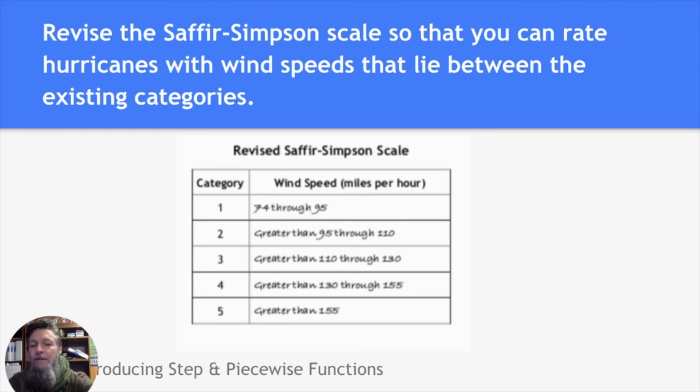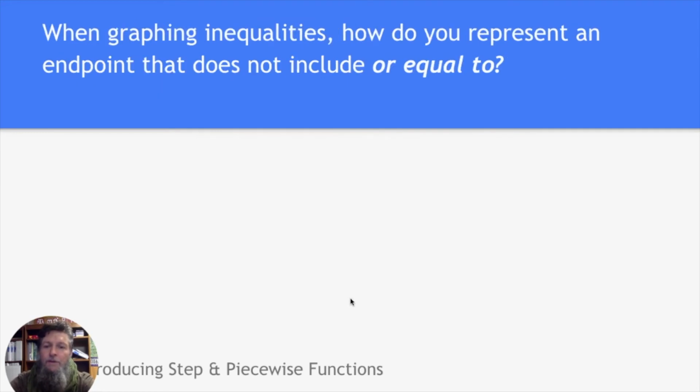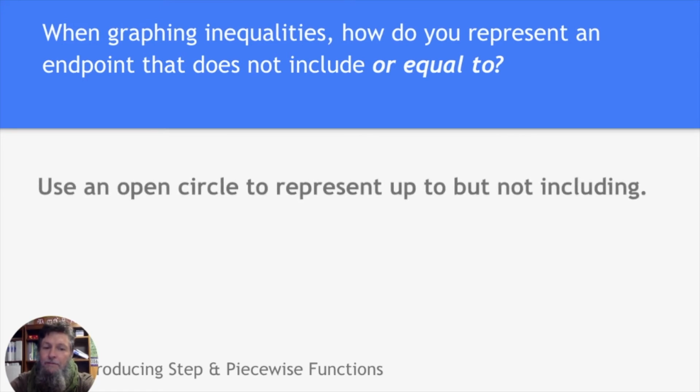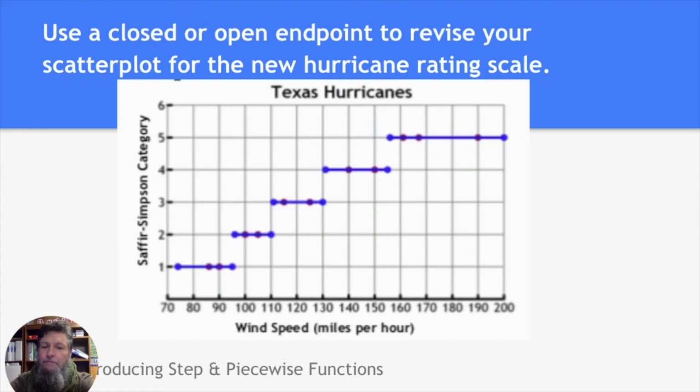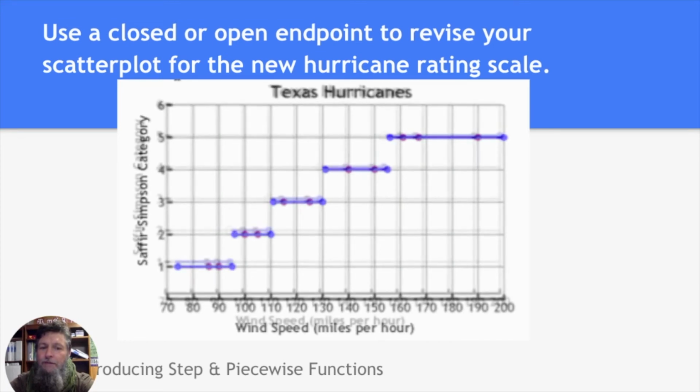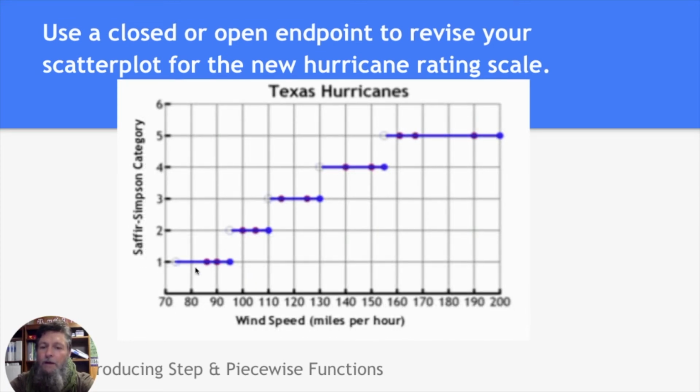74 through 95, and then greater than 95 through 110, greater than 110 through 130, and so on until you're greater than 155. When graphing inequalities, how do you represent an endpoint that does not include or equal to? Use an open circle to represent it, up to but not including. Use a closed and open endpoint to revise your scatter plot for the new hurricane rating scale. And it's that simple. We don't include anything at the bottom because that's included in the end of the first one, or it's not a hurricane until you get above that speed.